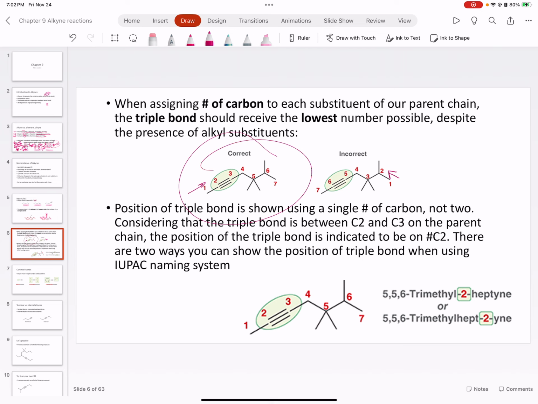Then, the position of triple bonds is shown using a single number of carbons, not 2. Considering that the triple bond is between carbon 2 and 3 in the parent chain, the position of the triple bond is indicated with carbon number 2. Like you can see, let me highlight our parent chain.